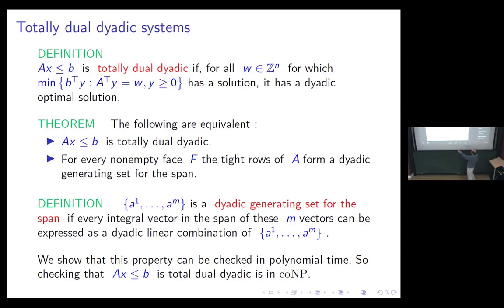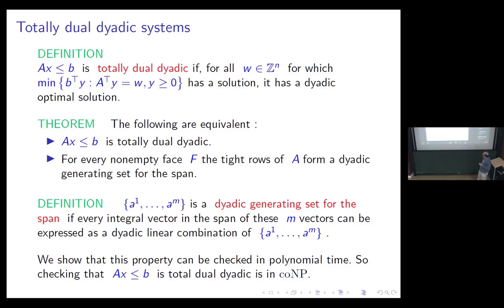Okay, so again, let's try to parse this. For every non-empty face of this polyhedron, the tight rows form a dyadic generating set for the span. What is that? We say that a set of vectors is a dyadic generating set for the span if every integral vector in the span of these vectors can be expressed as a dyadic linear combination of the vectors.